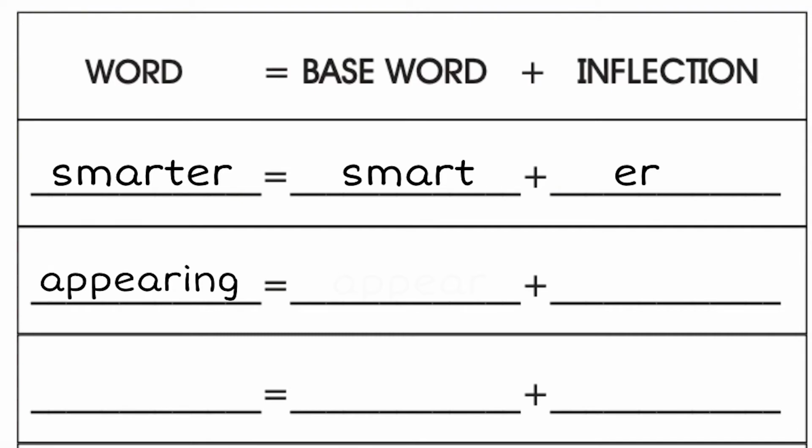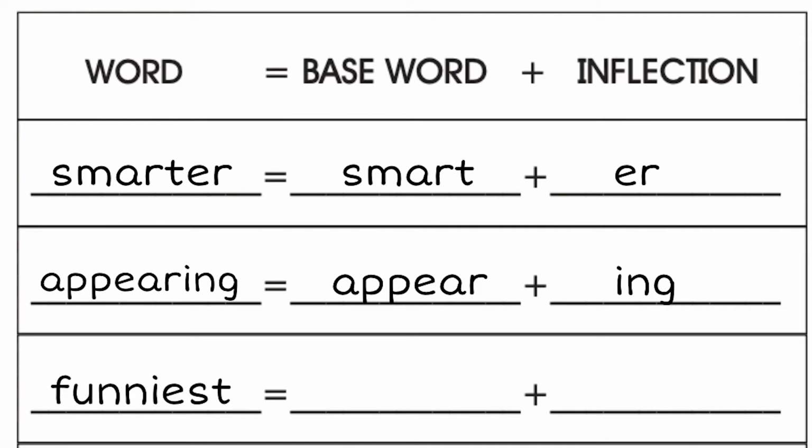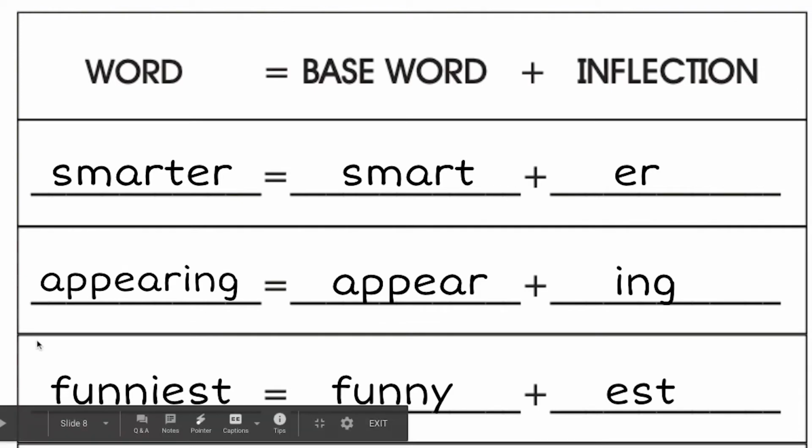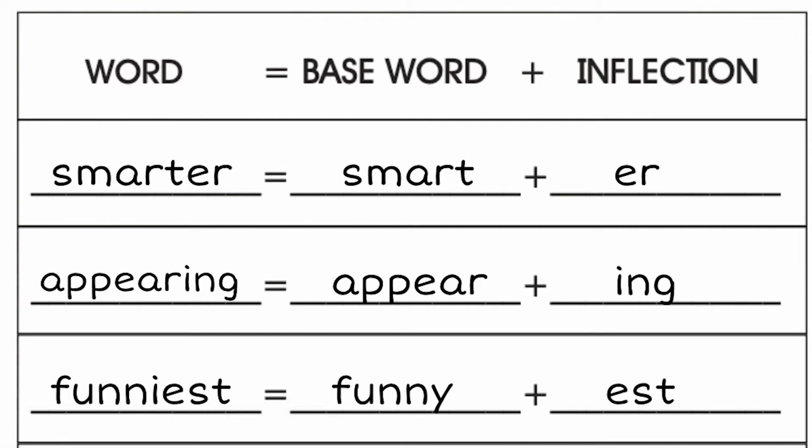The base word is appear, and the inflection is ing. The word is appearing. All right, word number 3 is a bit of a challenge, but you've got this. Did you say the base word is funny and the inflection was est? The word is funniest. This is a bit of a challenge because the Y in funny changed to an I in funniest. Nicely done. This is a strategy that you can use to help you when you come across a longer word in your reading.